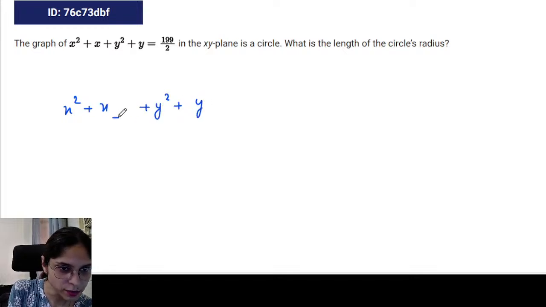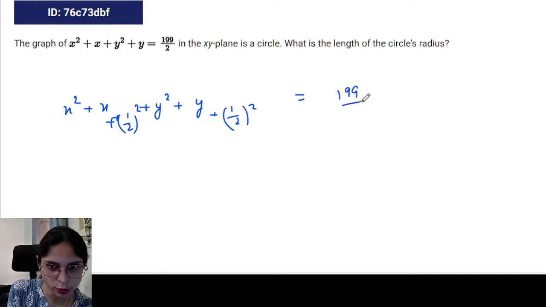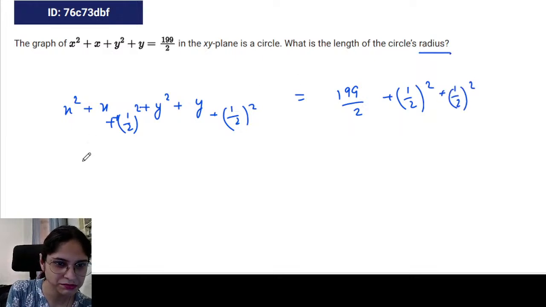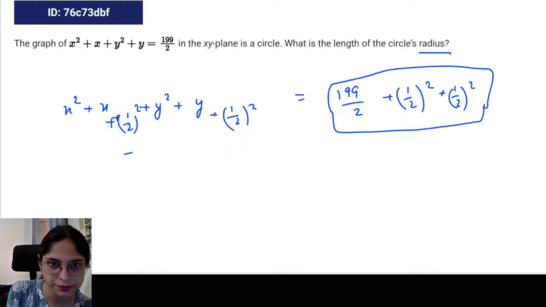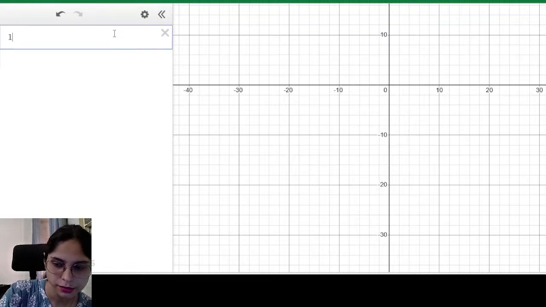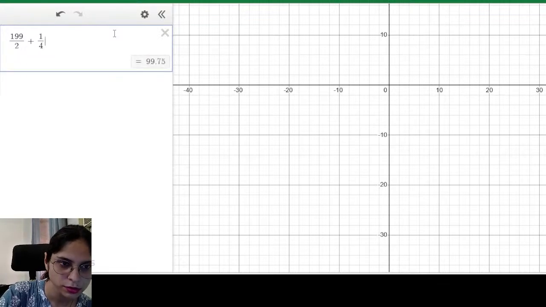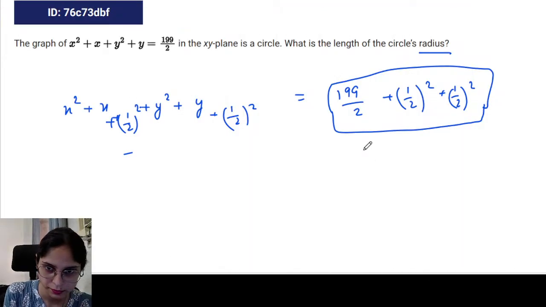Now the coefficient of x is 1, so you will be adding 1/2 squared over here. Coefficient of y is also 1, so you will be adding 1/2 squared over here. Same thing you do over here, 199 over 2 plus 1/2 squared plus 1/2 squared. Now I am only concerned about radius, so I don't care about this part, I just care about this part. So this is going to give me my radius squared. 199 over 2 plus 1/4 plus 1/4, radius squared is 100. So your radius is going to be 10.